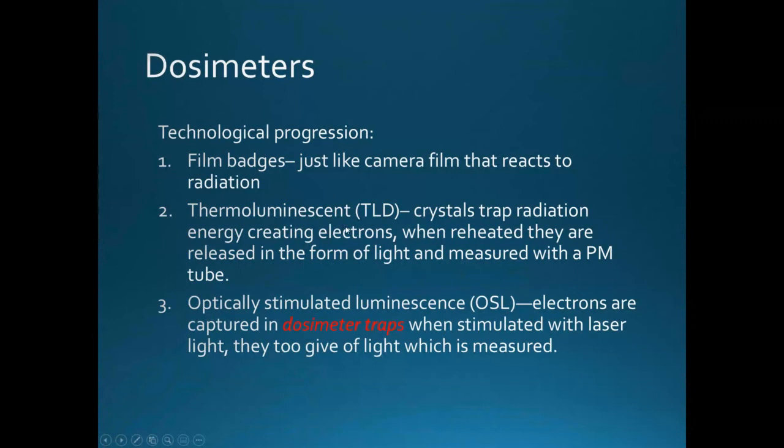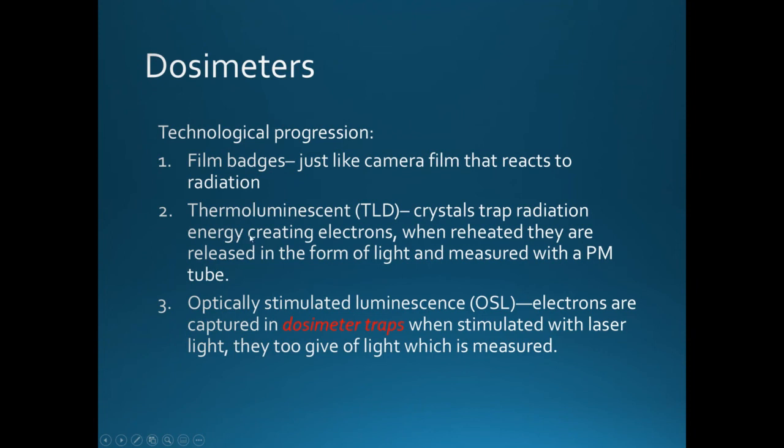Thermoluminescent devices here are constructed with crystals that trap radiation energy that creates electrons. I don't really need you to necessarily explain all of them, but be able to explain the three different types at least. In the operation of these ones, once these crystals have trapped these electrons, they reheat them, and then energy is released in the form of light, and that's measured with a photomultiplier tube.